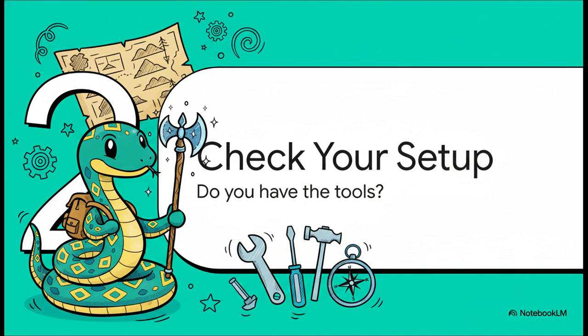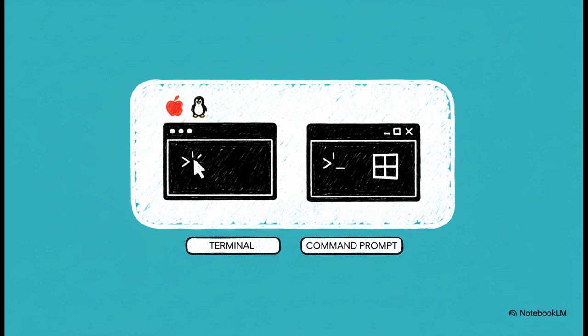All right, before we start writing any code, every good adventurer checks their gear first. So we need to do a really quick check to see if you already have Python on your computer. It'll only take a second. Okay, so how do you check? Well, you'll need to open an application that lets you type commands. If you're on a Mac or an Ubuntu machine, that's called the terminal. If you're on Windows, it's called the command prompt. Once you get that little window open, you're ready for the next step.